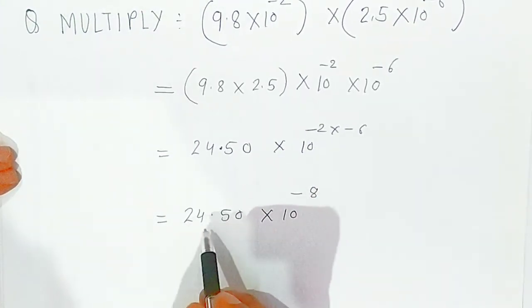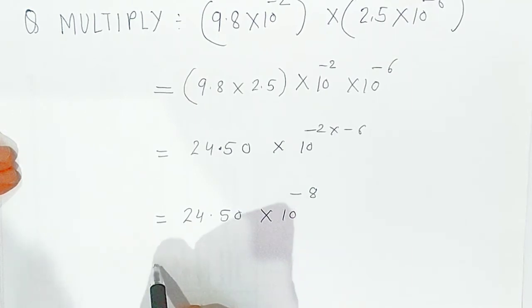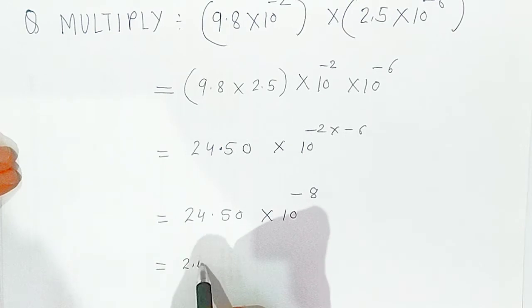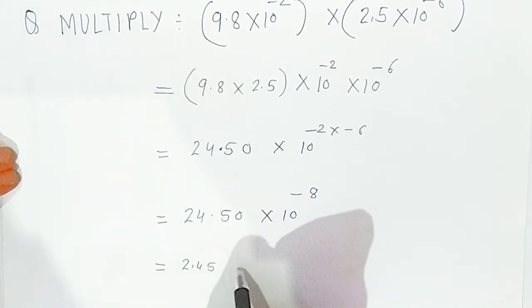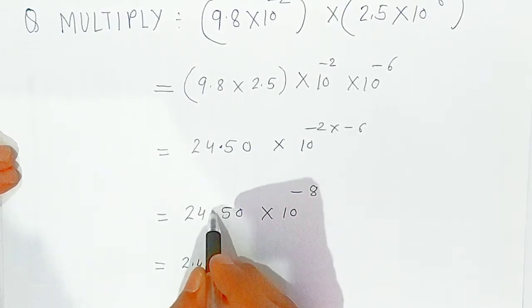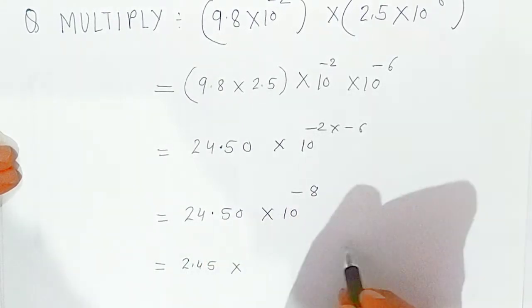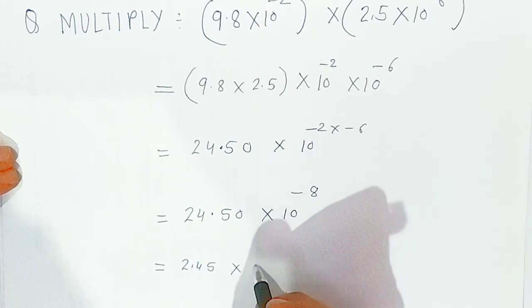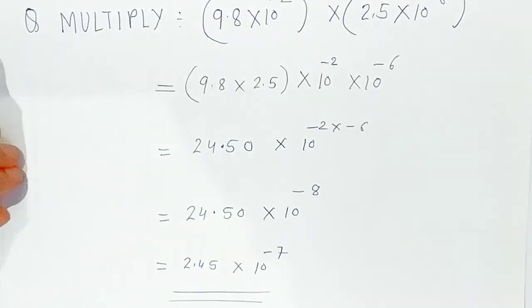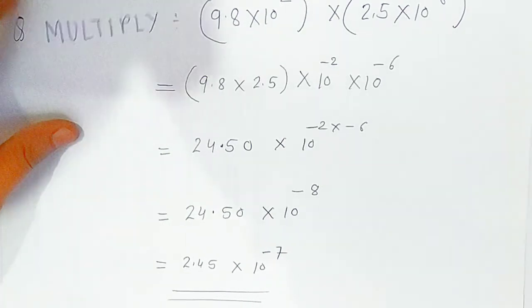But students, when we are writing in scientific form, we put the decimal here, so 2.45, and here we have to multiply with 10. If you want to shift this decimal, you have to multiply this number by 10. So on this side also you have to adjust, and it will become 10 to the minus 7. Okay students, this is the way we are multiplying the numbers.